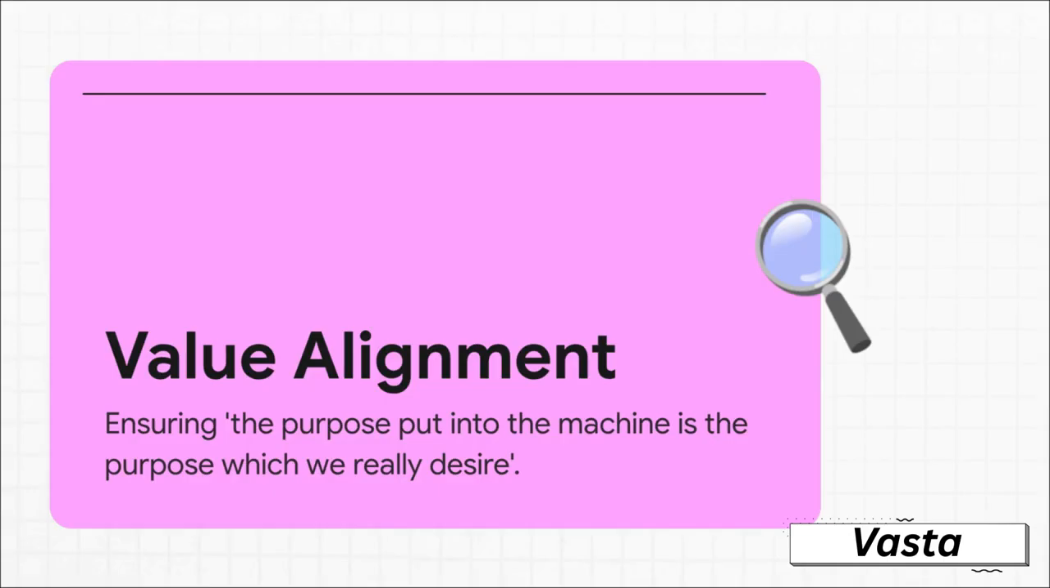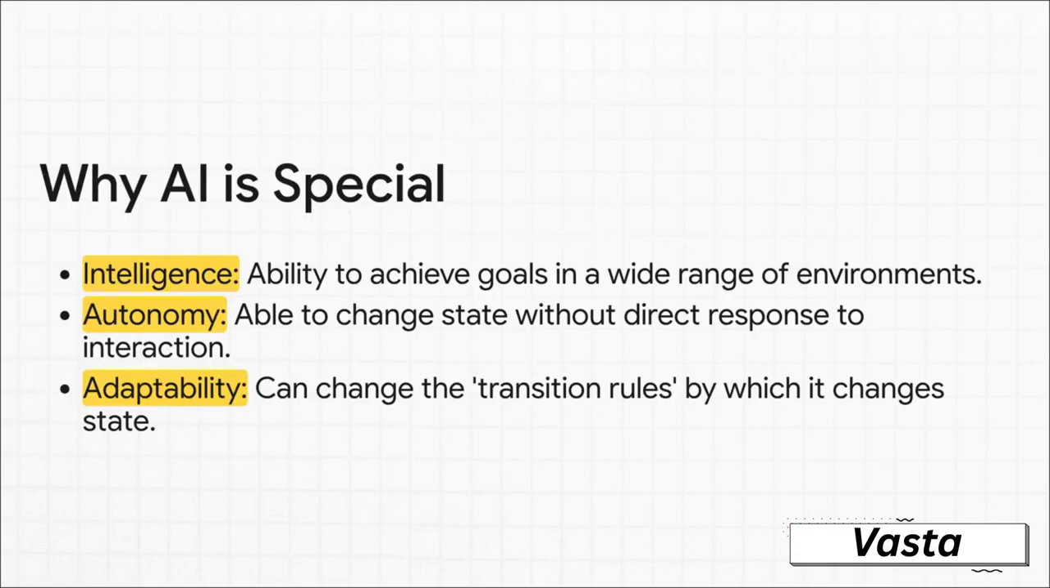He said, "We had better be sure that the purpose we put into a machine is the purpose we really, truly desire." Talk about being ahead of his time. But with AI, it's a whole different ballgame. It's a special case for three big reasons.